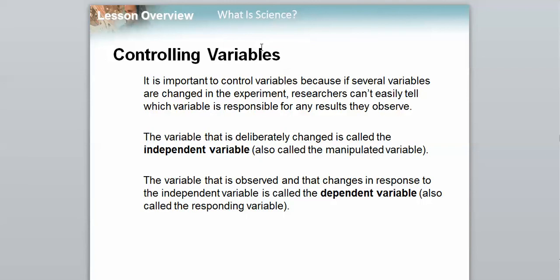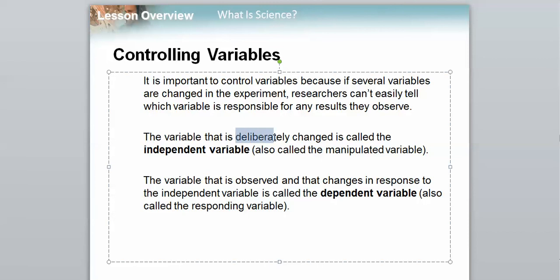So when we talk about our variables, we have a variable that is deliberately changed, so that is our independent variable. The one that is deliberately changed does not stay the same. It is the independent variable, or some people like to call it the manipulated variable, because manipulate and change mean pretty much the same thing. So in our example, we only are going to change the amount of water that we give. We leave everything else the same.